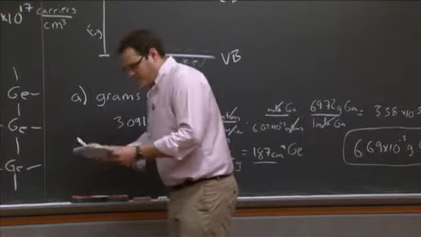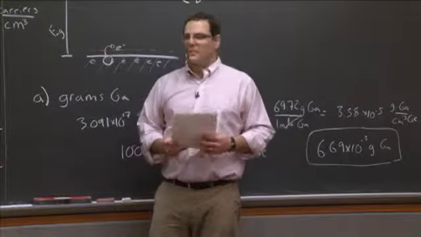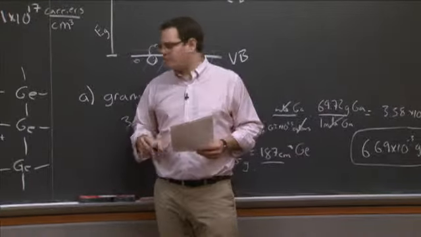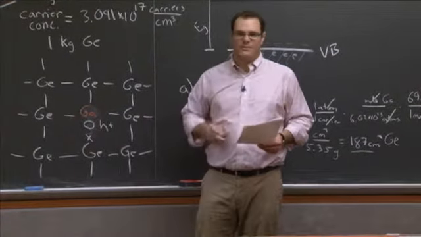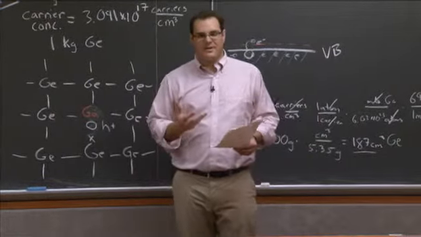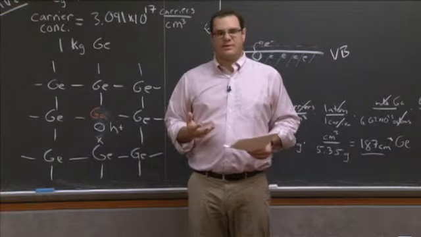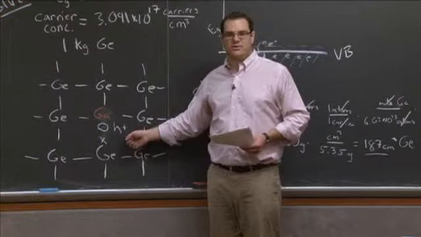Part B, we've actually already answered. When we drew it up, we threw down the things we knew. We knew that we were creating a hole, and a hole corresponds to p-type doping. How do I remember P and N? It's easy. P means positive. We've created a hole which has a positive charge.